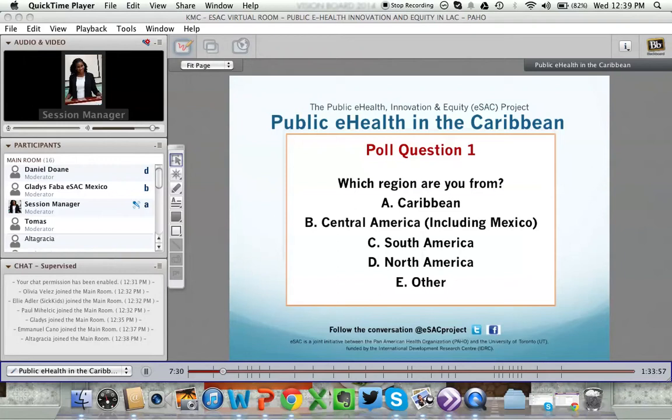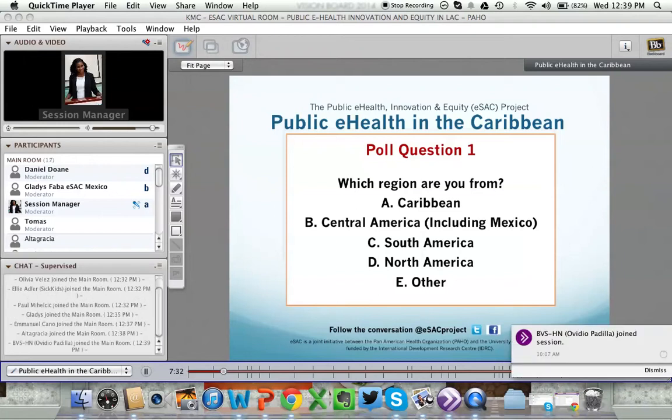Reading the poll question again, which region are you from? A, Caribbean; B, Central America, including Mexico; C, South America; D, North America; and E, Other.